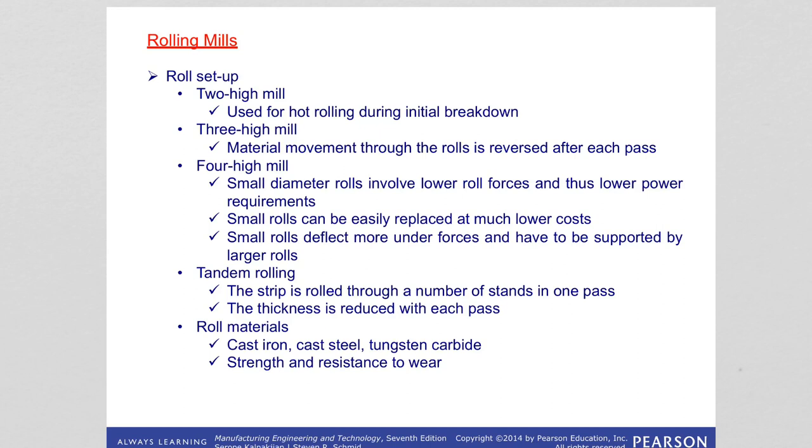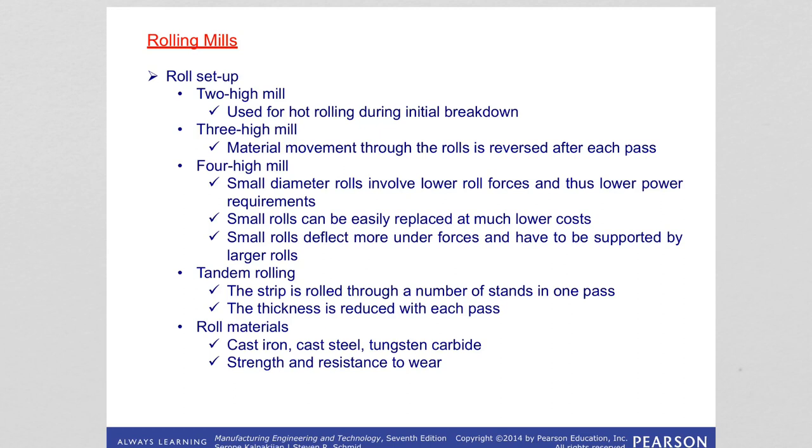So we have seen this roll setup, how the rolls can be arranged. We said two high mill, which is used for hot rolling during the initial breakdown. Three high mill, here the material movement through the rolls is reversed after each pass. And four high mill, here small diameter rolls are used to lower the roll forces, thus lowering the power requirements.